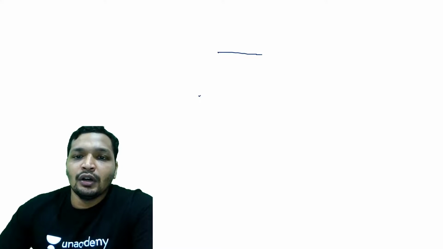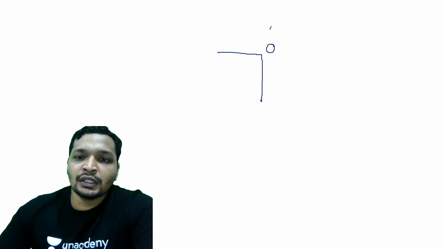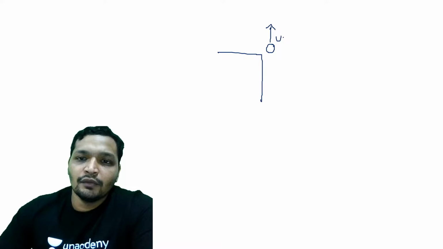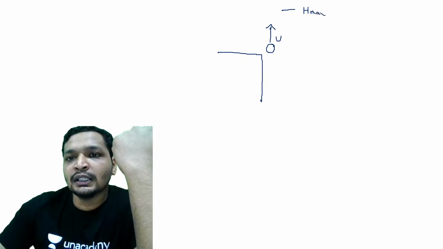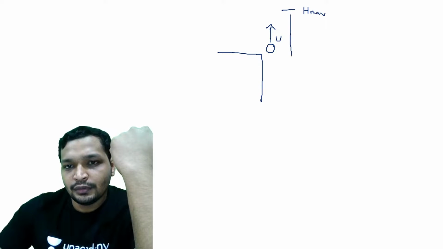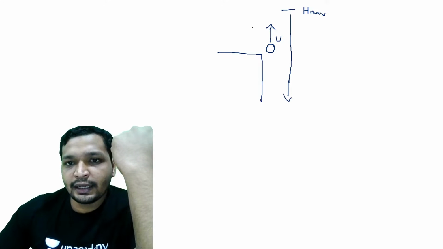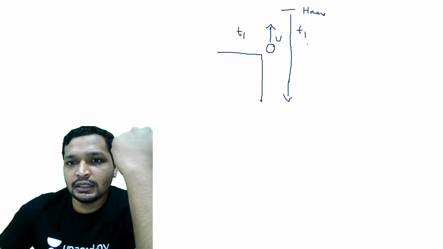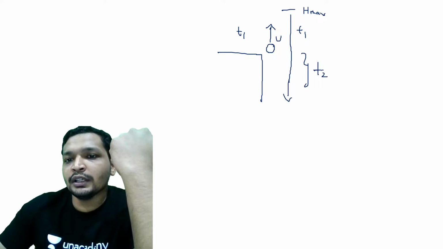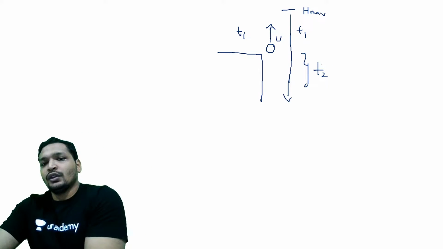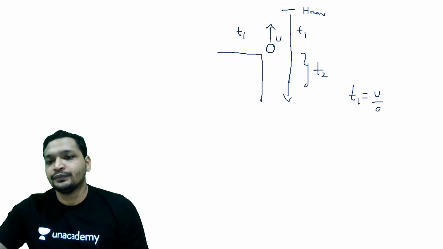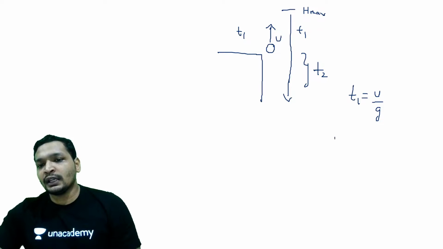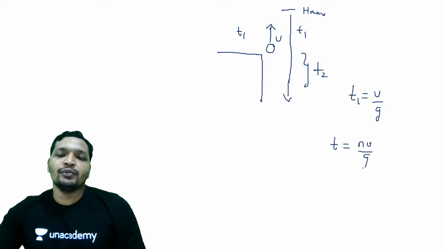I thought, so what they are saying is the ball is projected up with velocity u, and it reaches a certain height h max, and now once it starts coming down, this entire time, this t1 and this t2, all inclusive, is given to you. So they have told you that t1 is nothing but u by g, right? How much is total time? Total time is told to you as n times u by g.